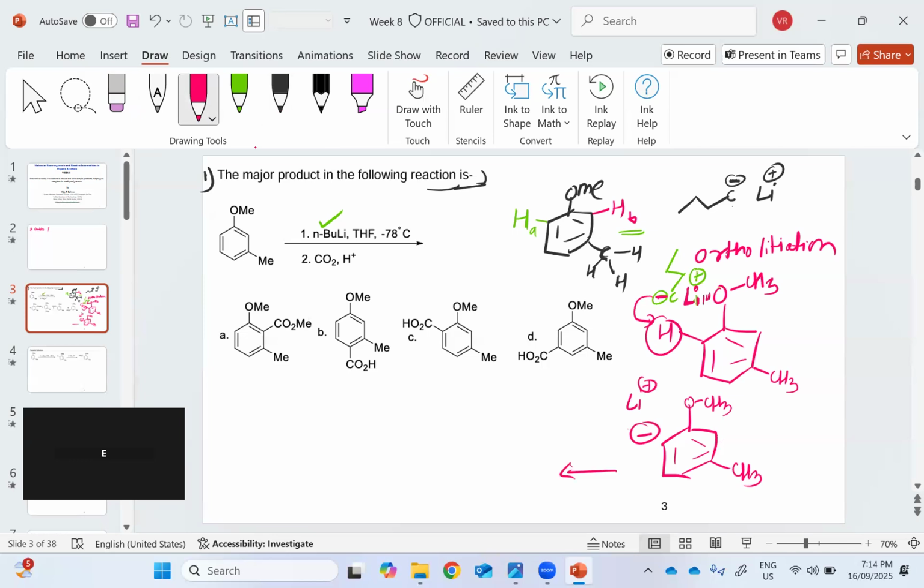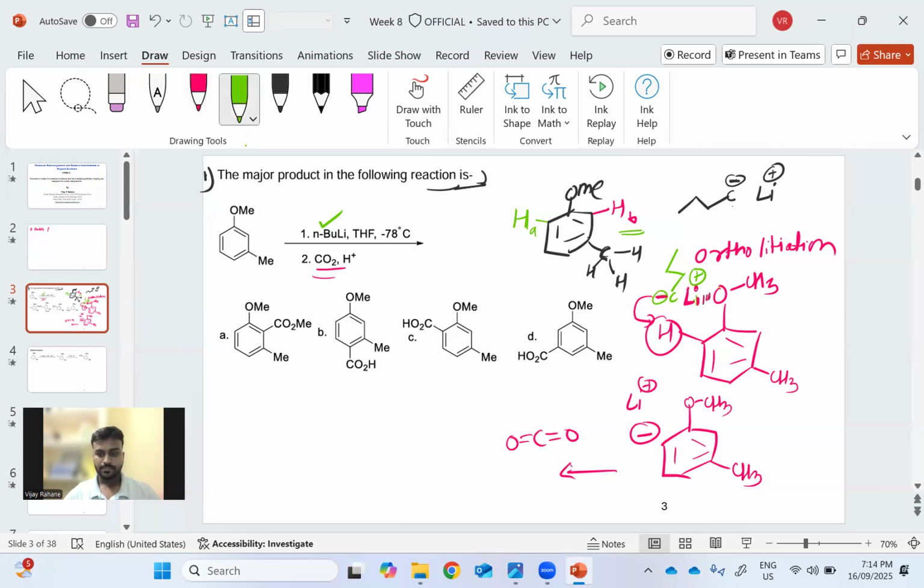Further, upon treatment with the electrophile C double bond O, that is CO2, this negative charge attacks the CO2. It is the source of electrophile, and we get the product. Here OMe will remain as it is, the methyl group will remain as it is, and here the C double bond O negative is formed. Upon workup, or H plus, it gives the acid group.